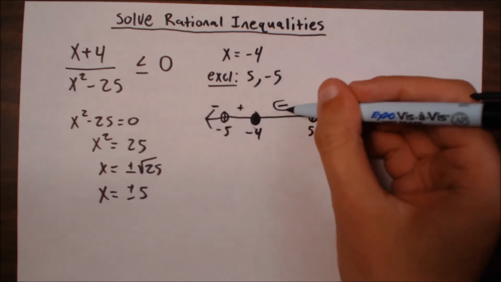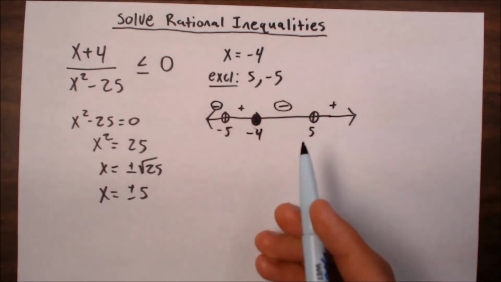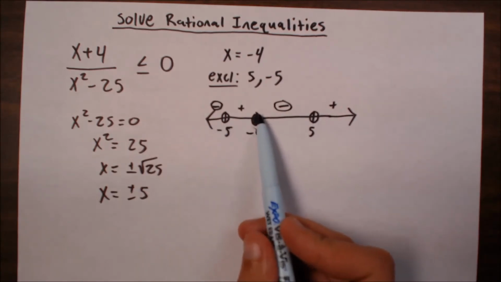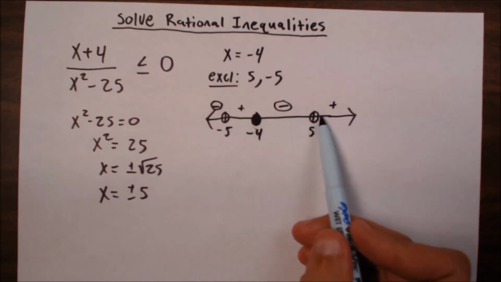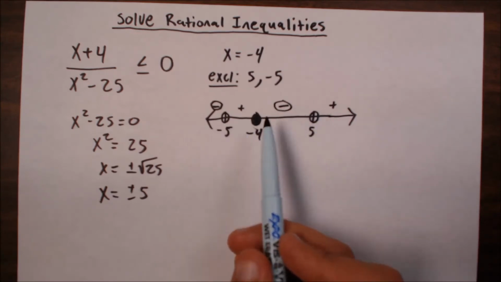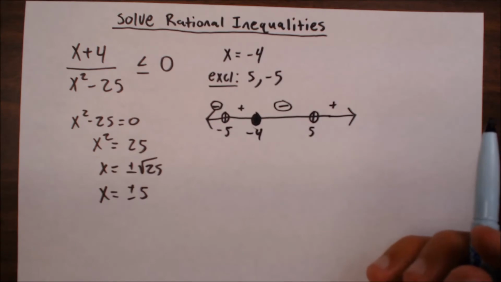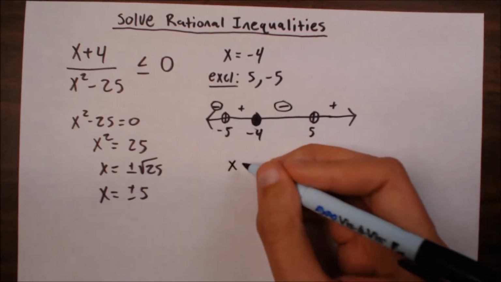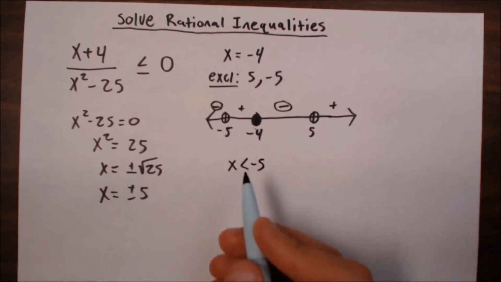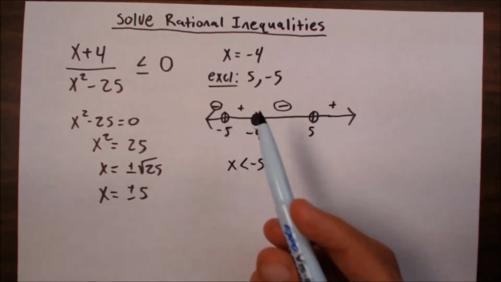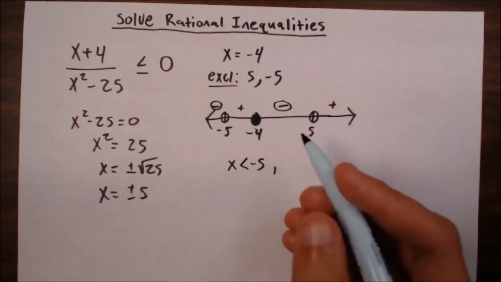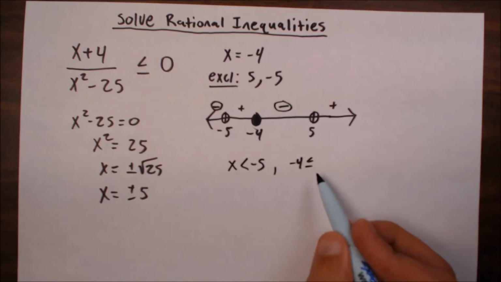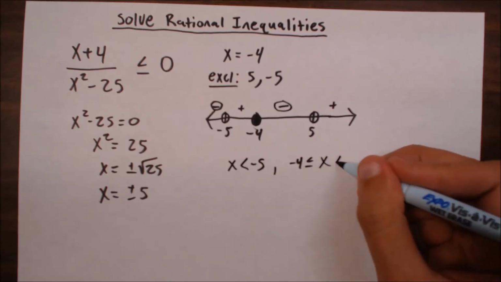Well, that's at these places. So values of x that I plug in which are less than -5, or that are between -4, including -4, and up to 5, not including 5. These two intervals are the solutions to this inequality. I like to write it this way. x can be less than -5, no equal sign, or it can be between -4 and 5, including the -4, not including the 5.